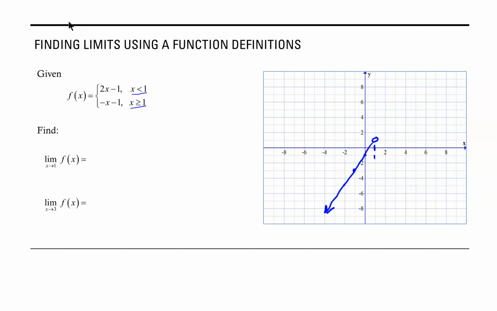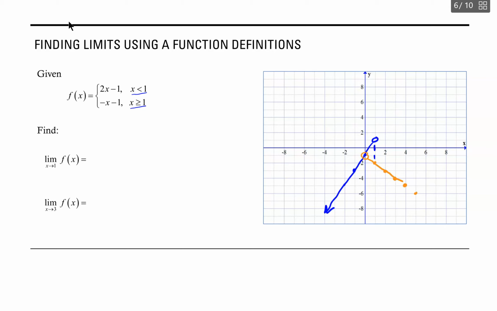Now, for values of x that are greater than or equal to 1, we have the line negative x minus 1. There's negative 1. What I'm going to do is draw in the line and then erase the portion of the line for which x is not greater than or equal to 1. So let's see here. We've got negative 1 as our y-intercept, and we have a slope of negative 1.